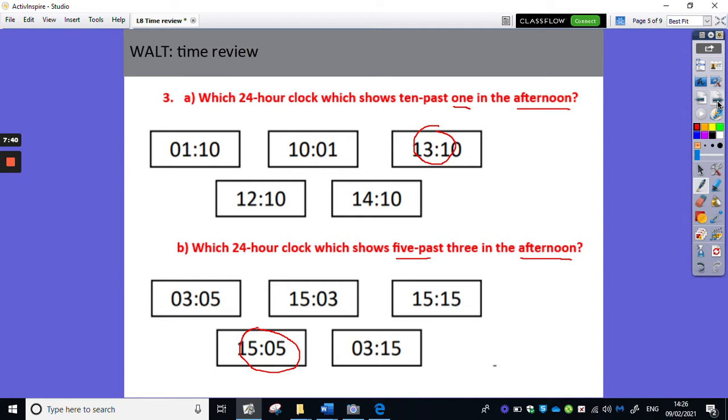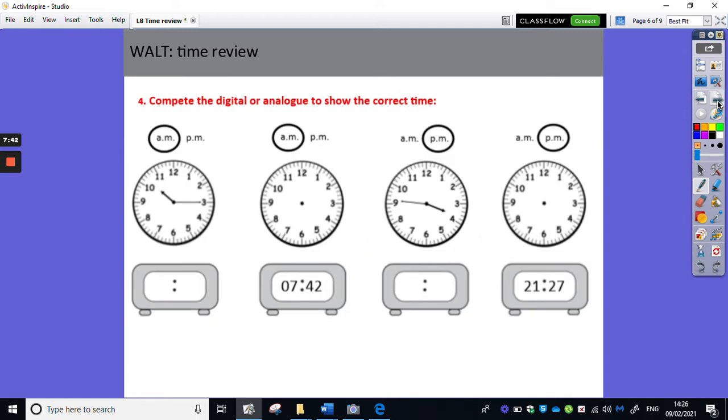Okay, let's look at the next question. So you need to, on this one, complete the digital or analog to show the correct time. So for example, in the first one, it's circled AM. And we're doing the 24-hour clock, so I know that's in the morning, okay? So this one is going to be obviously 10 because it's not going to change because it's not PM. So think really carefully about your 24-hour clock.